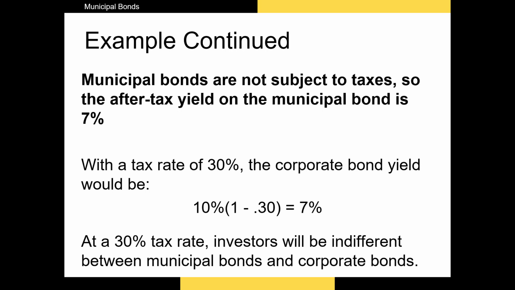In this case, this means that your pre-tax yield was 7% on the municipal bond, and that means that your after-tax yield is also 7%. The after-tax yield on the corporate bond is 10% times the quantity of 1 minus the marginal tax rate, which gives us 7%. In this example, investors with a 30% marginal tax rate should be indifferent between these two bonds. Why? Because the yield to maturity, or rather the after-tax yield to maturity, is the same.